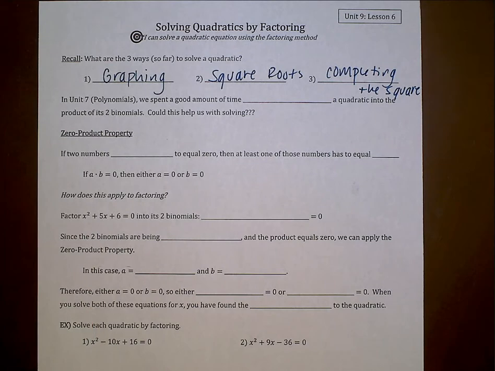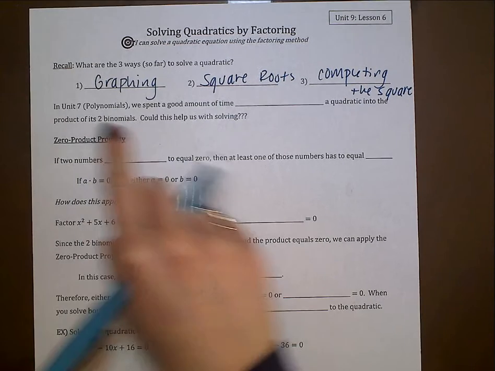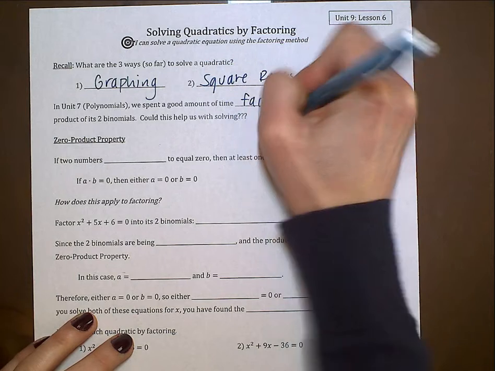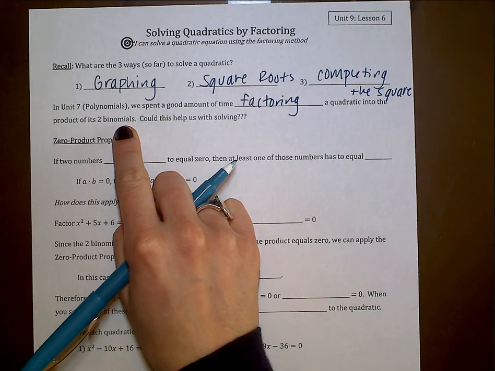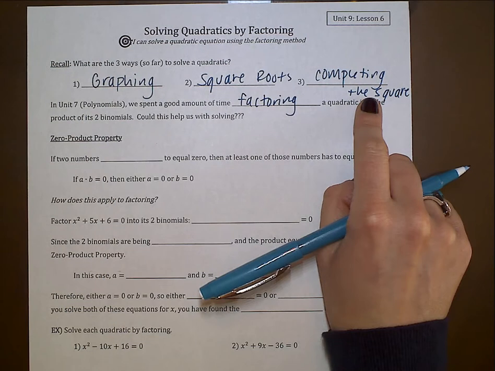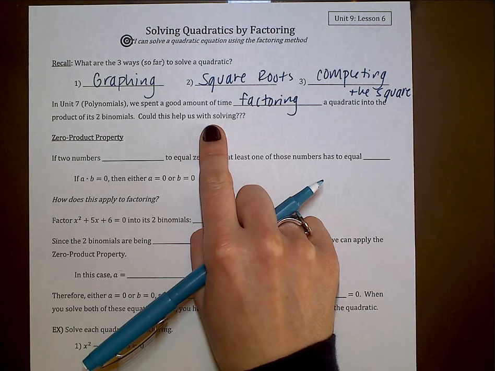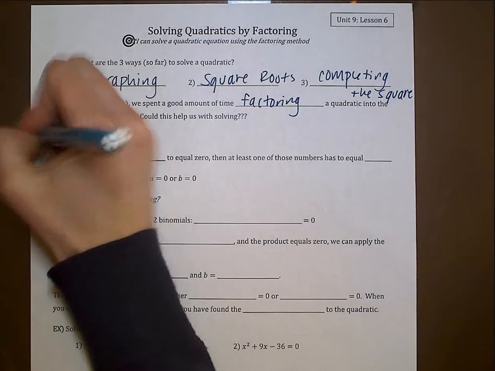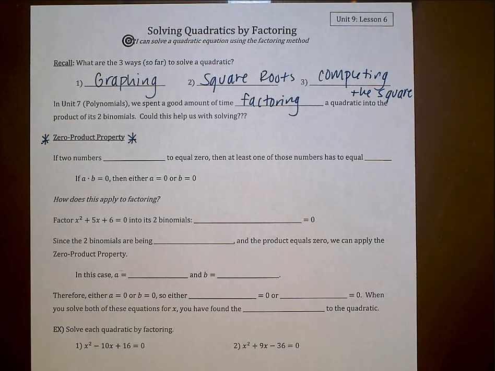Now, in Unit 7, which was all about polynomials, we spent a good amount of time factoring a quadratic into the product of 2 binomials. And guys, we kind of touched on factoring last lesson when we did completing the square. Factoring can help us solve quadratics. Now, before I show you how, there's something called the zero product property that we need to talk about before we get to the actual examples.